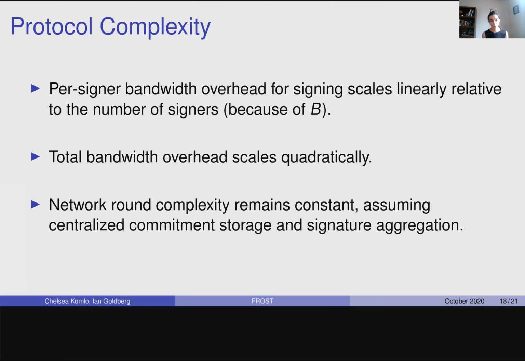And then if you assume using these kind of centralized roles for coordination, the network round complexity remains constant. If you don't want these centralized roles, the network round complexity does grow. But again, this is similar to any multi-party signing protocol where you have a lot of signers interacting with each other.